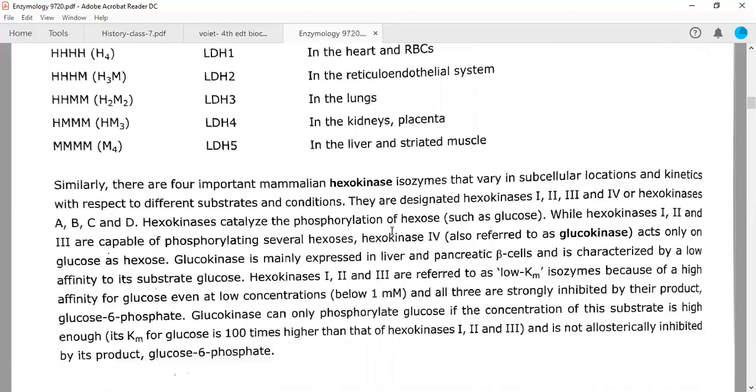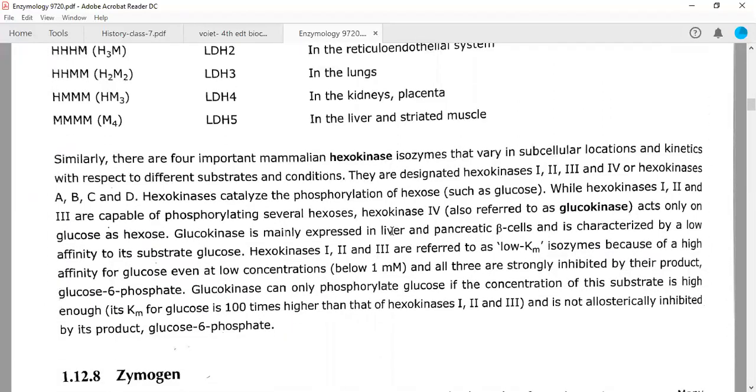Similarly, there is a second example given in your textbook, called hexokinase. We have also discussed hexokinase, 2.7.1.1. There are actually four types of hexokinases, from 1 to 4, or somewhere you will find A, B, C, D. So they are showing the four different types of hexokinases possible.